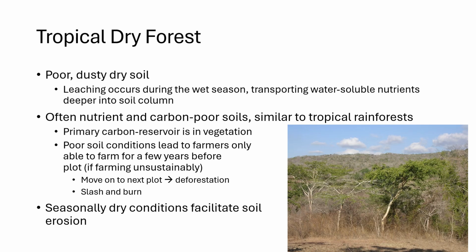When they are deforested, you can only do agriculture there for a few years before you have to move on to the next plot and then deforest another area and keep marching further and further and further into the forest and deforesting as you go.